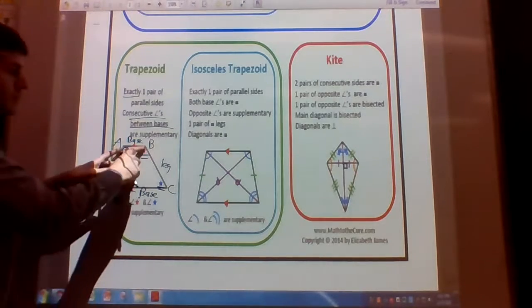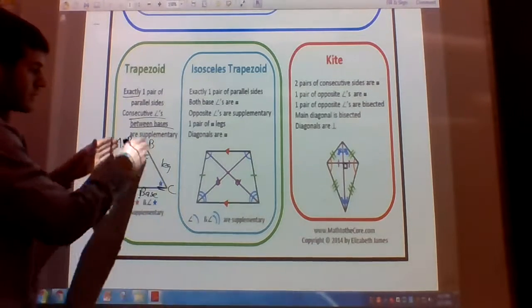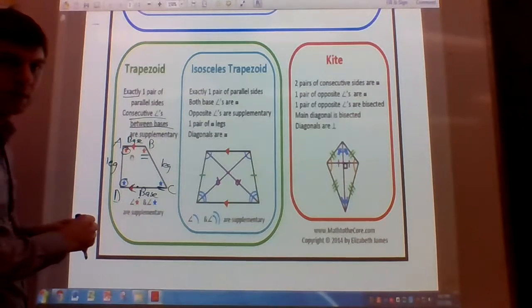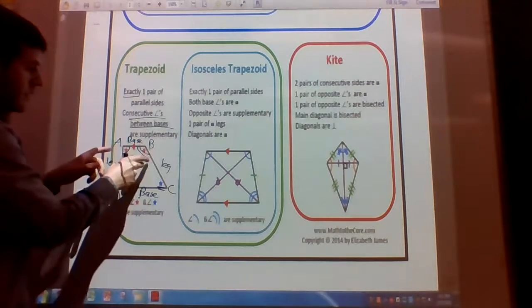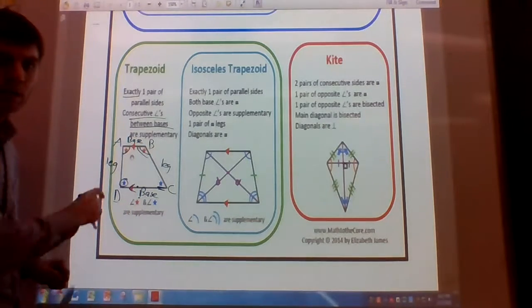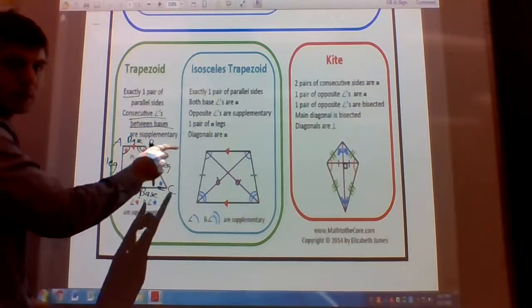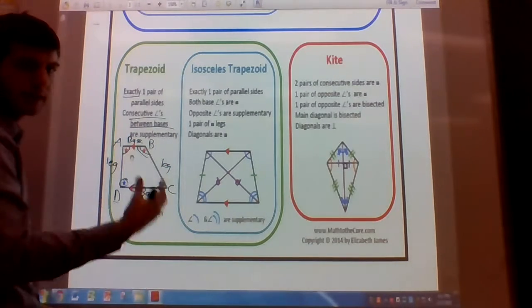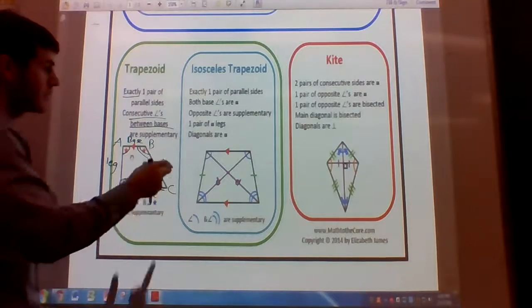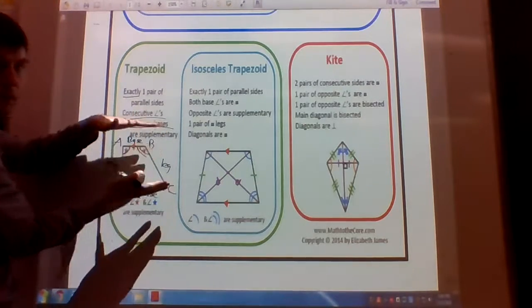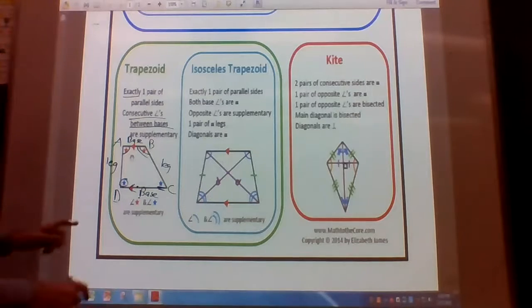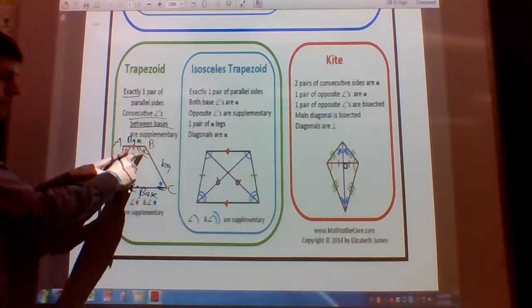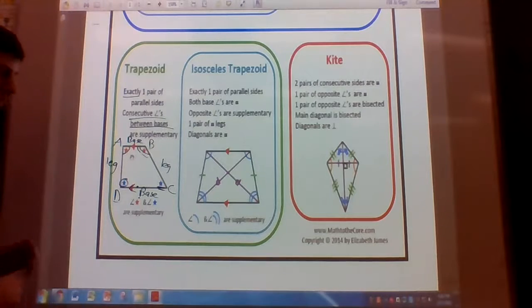If we notice, A and B are also consecutive, but they're not between the two bases. They're between the two legs. A and B are right next to each other; A comes before B and B comes after A. But the key here is they're not between the bases. Our bases are the sides that are parallel, in this case AB and DC. So they are not supplementary because they are not between the bases.